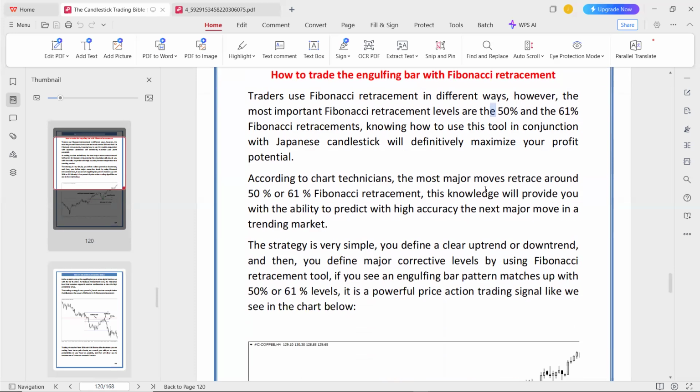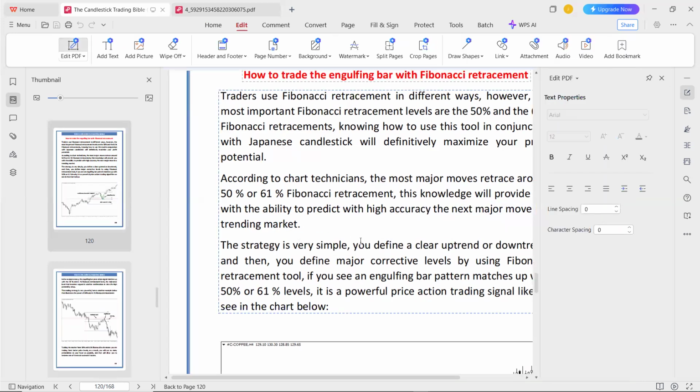According to chart technicians, most major moves retrace around the 50% or 61% of the Fib retracement. This knowledge will provide you with the ability to predict with high accuracy the next major move in a trending market. So these are some of the things you need to know. The major retracement levels are the 50% and the 61%. So the market has to be trending.